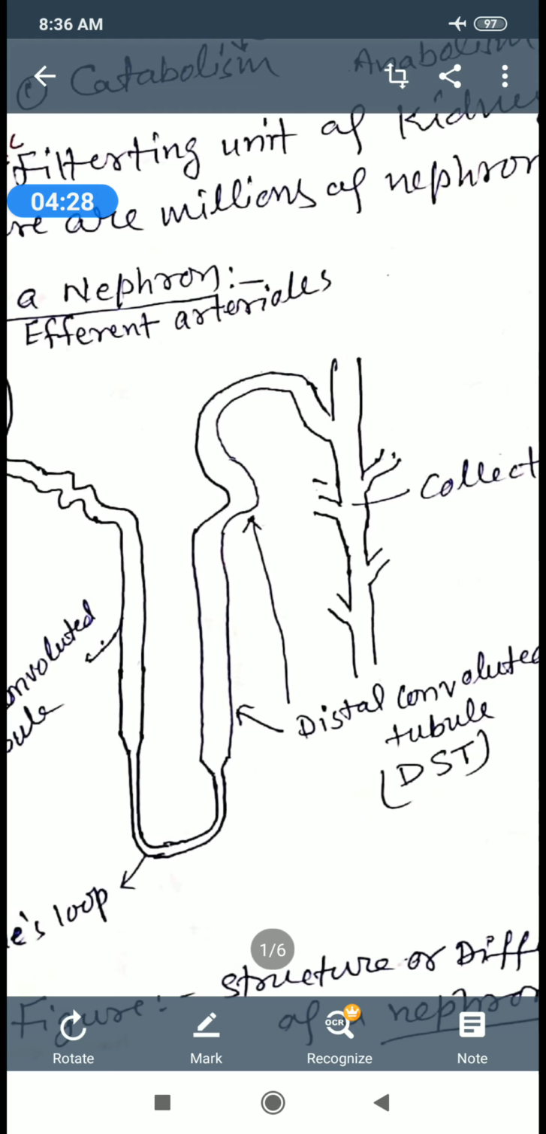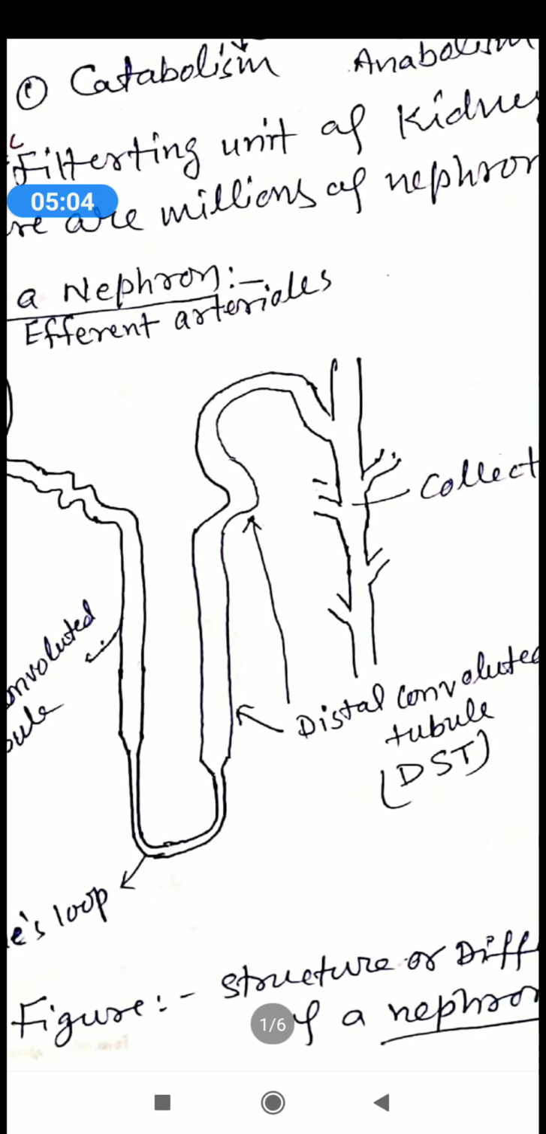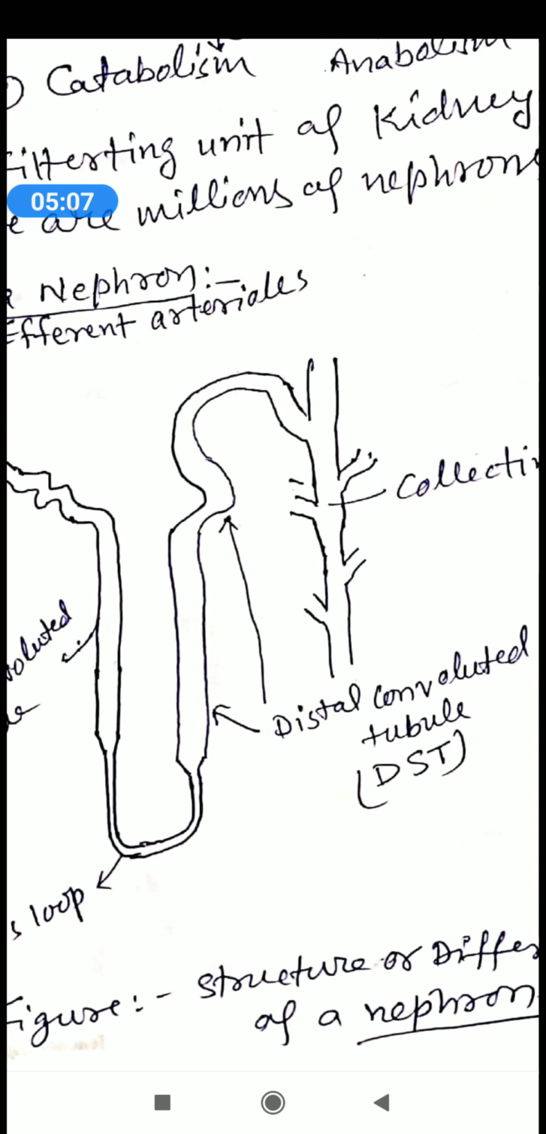All the DCTs of the nephrons, meaning millions of nephrons, open into the collecting duct, and this collecting duct gives out urine to the urinary bladder, the storehouse of urine, through ureters. So this is the structure or different parts of the nephron.